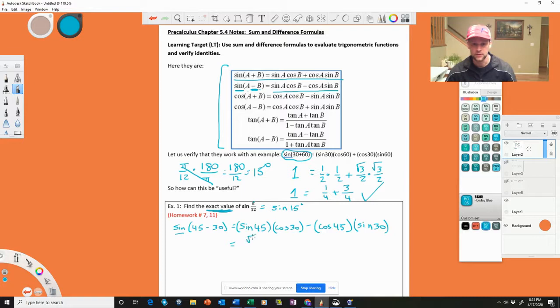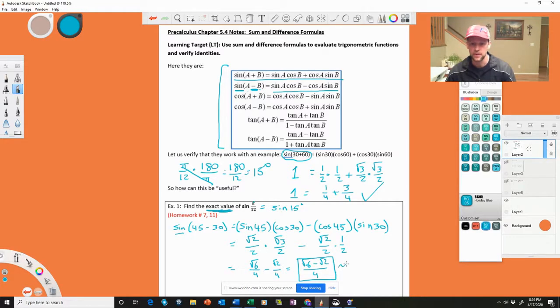The sine of 45 is root 2 over 2, and I know that because it's on the unit circle. The cosine of 30 is root 3 over 2. The cosine of 45 is root 2 over 2, and the sine of 30 is 1/2. So the exact value is going to be root 6 over 4 minus root 2 over 4. Or, written together, root 6 minus root 2 over 4. And that is the exact value of the sine of 15 degrees.